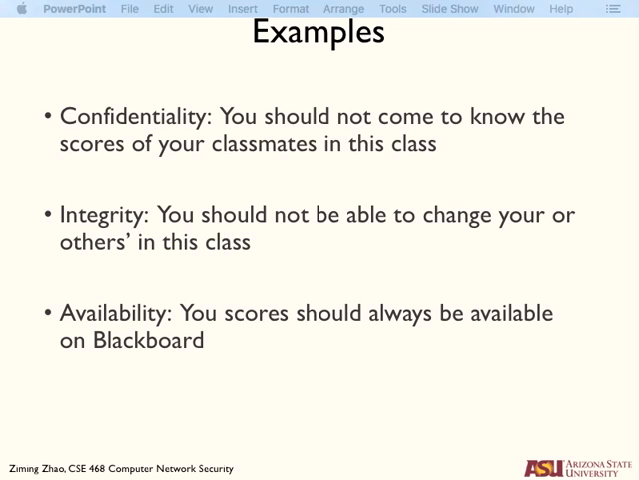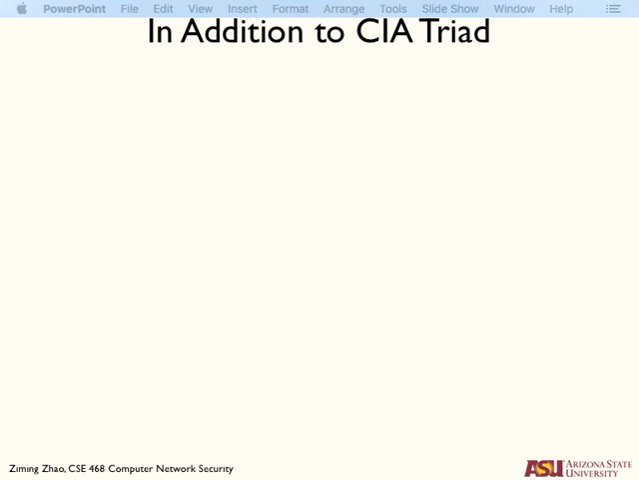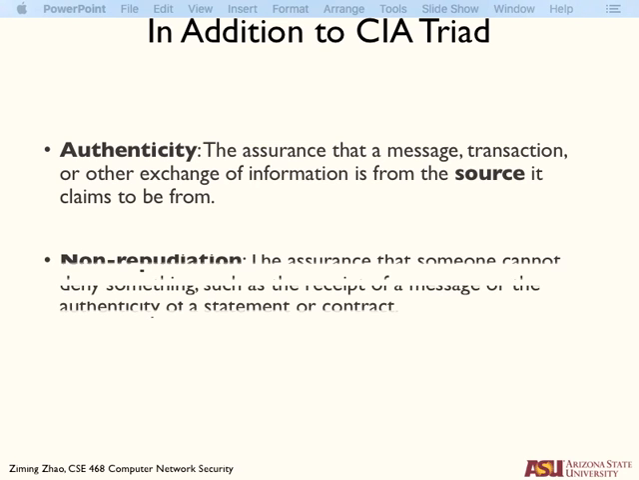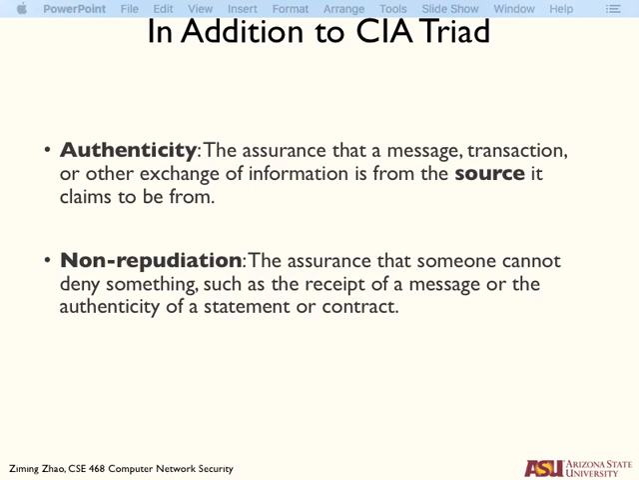So obviously, CIA can mean different things in different scenarios. In addition to this CIA triad, there are some other objectives we are trying to achieve. Today I'm only going to talk about two very interesting ones. The first one is authenticity, which means the assurance that a message, transaction, or any other kind of information is from the source it claims to be from. A second one is non-repudiation, which is the assurance that someone cannot deny something, such as the receipt of a message or sending a message.